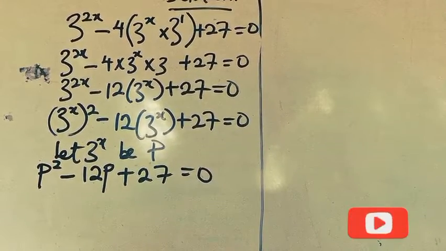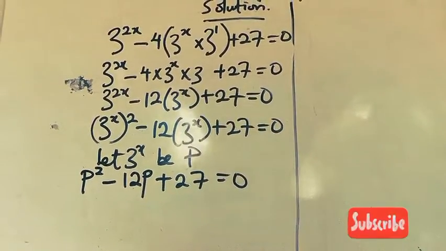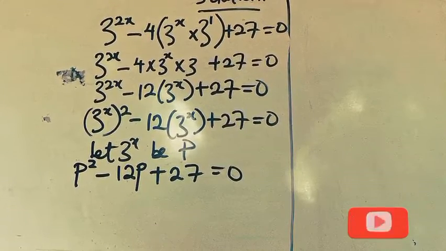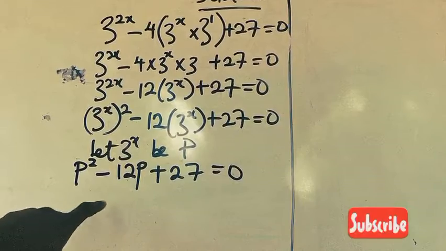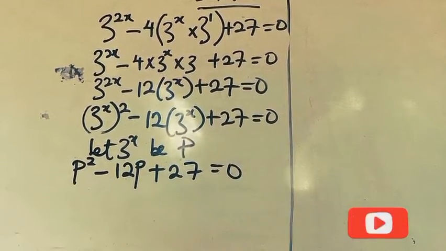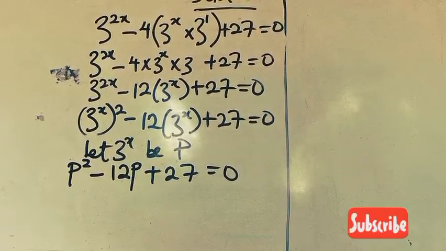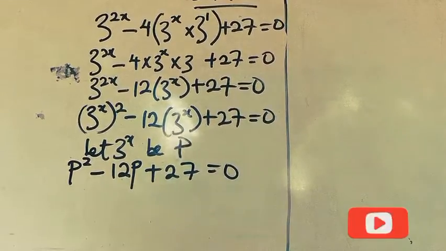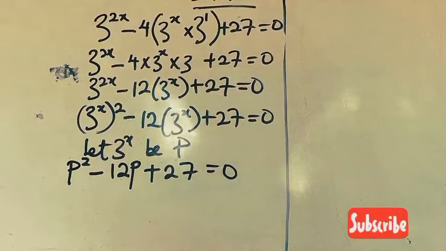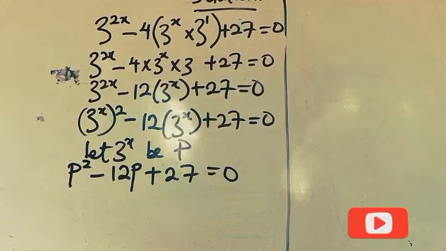Now, if we are to memorize our numbers, you realize that minus 9 and minus 3 will give us our desired numbers. How do we know it's minus 9 and minus 3? When we add minus 9 and minus 3 together, it is going to give us minus 12. And when we multiply minus 9 and minus 3 together, it's going to give us plus 27. So we have gotten our two numbers. Instead of minus 12, I am now going to replace minus 12 with minus 9 and minus 3.